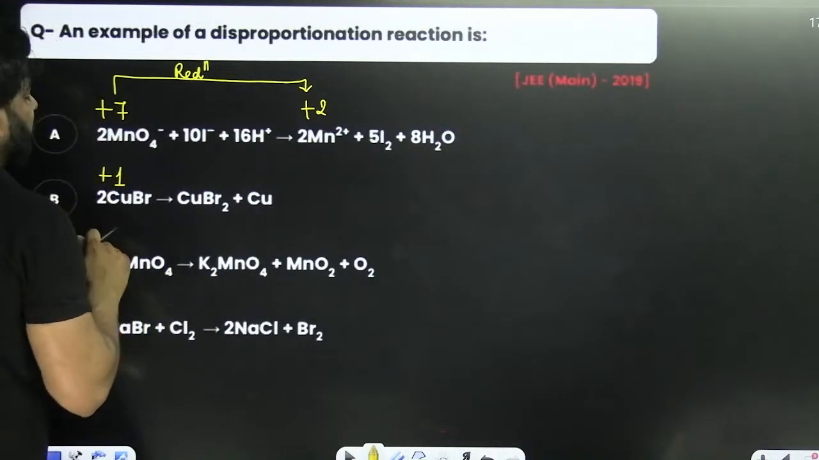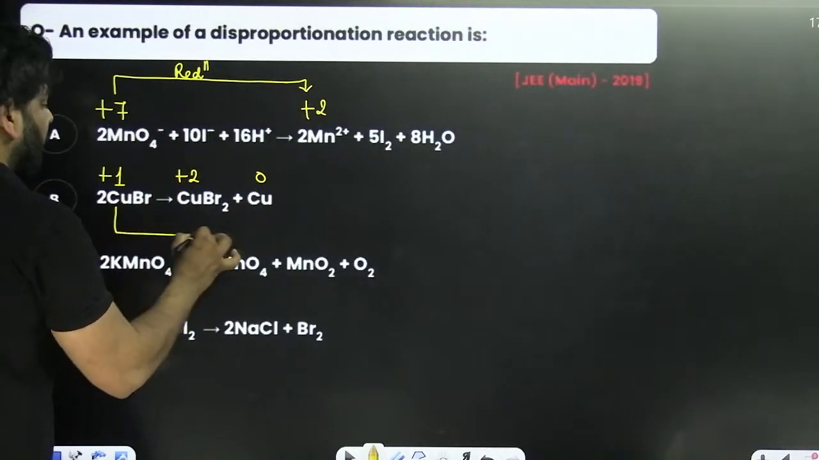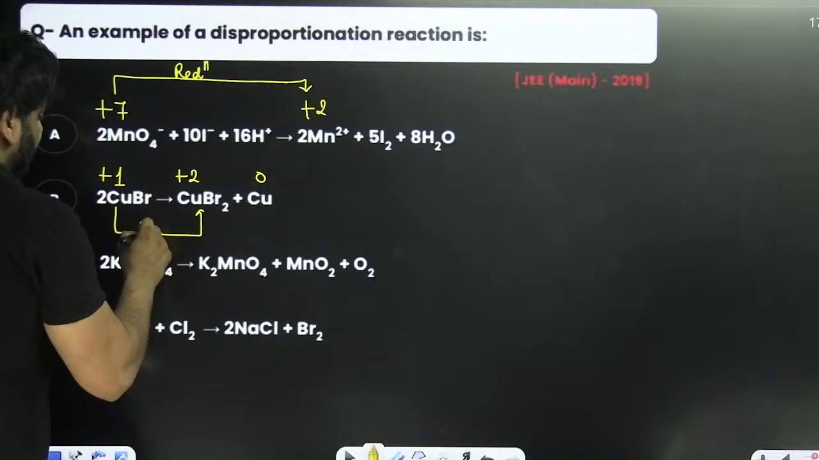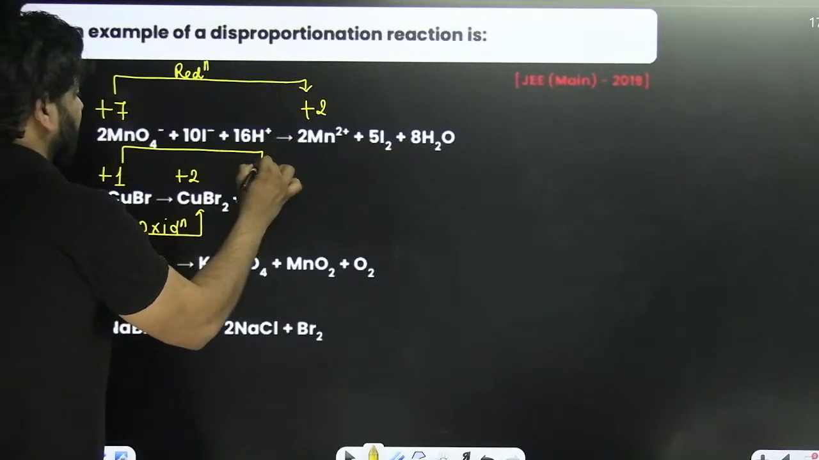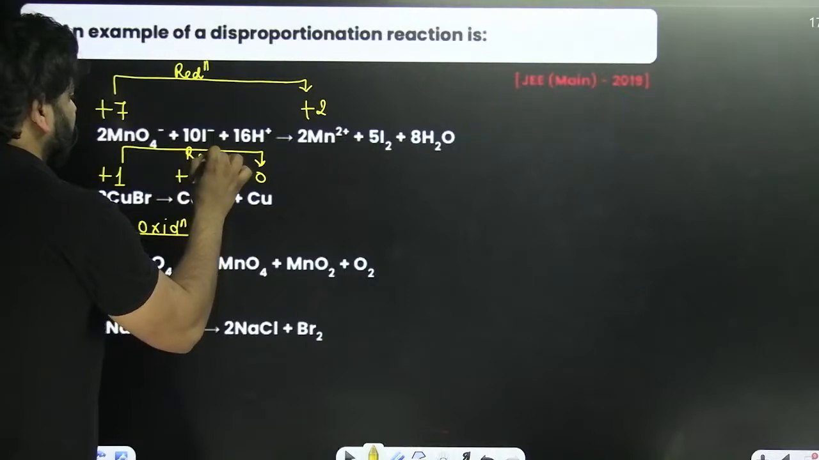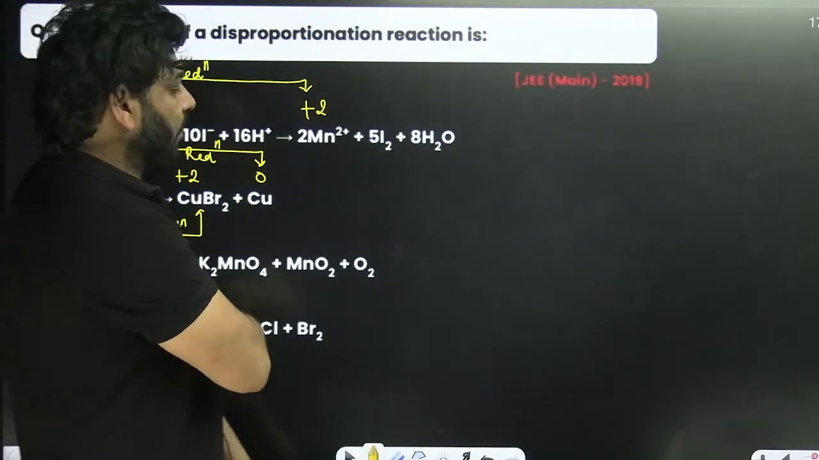So we do not find any disproportionation here. This is copper in +1 oxidation state, copper in +2 oxidation state, copper in 0. If copper from copper bromide is going to oxidize as well as be reduced, from +1 to +2 and from +1 to 0, and if oxidation and reduction are both happening simultaneously, then this reaction becomes what? Disproportionation reaction.